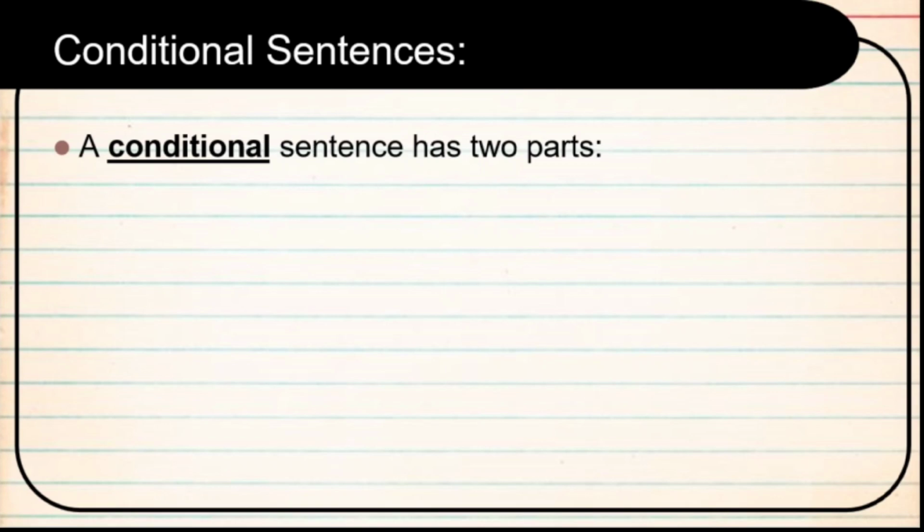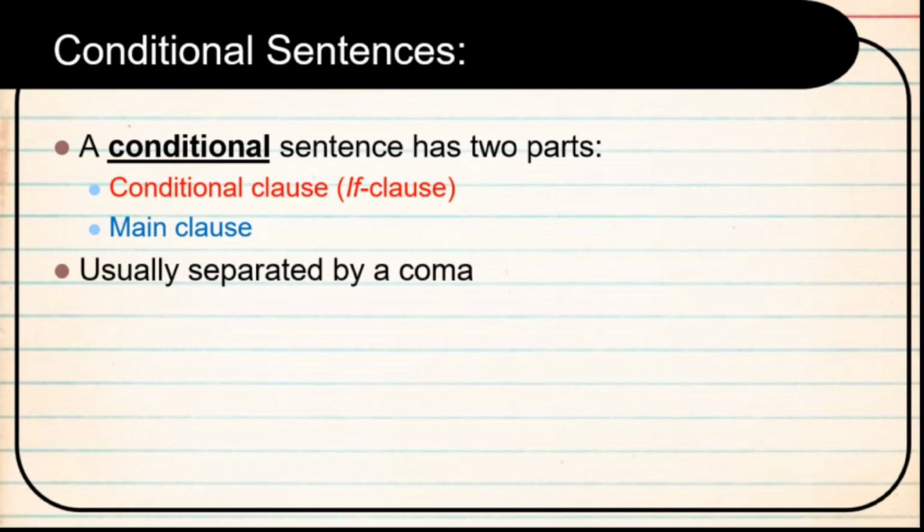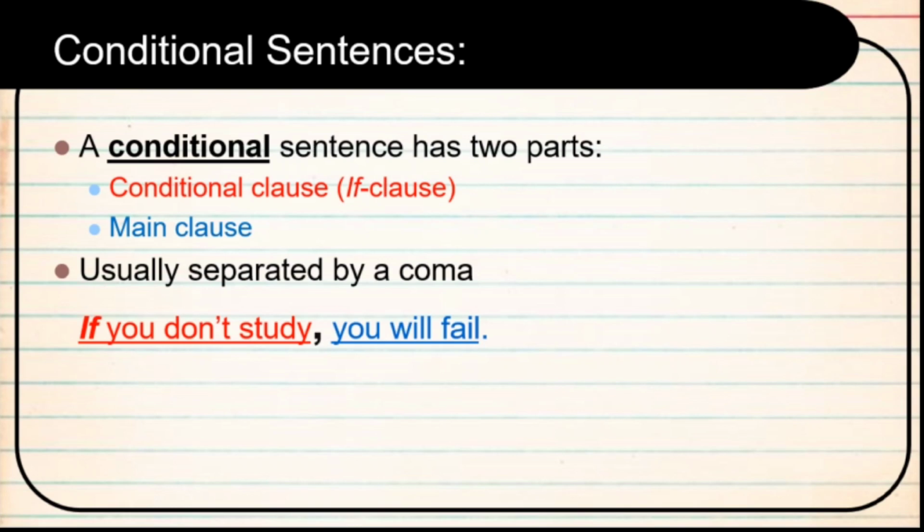A conditional sentence has two parts: the conditional clause or the if clause, and the main clause. They're usually separated by a comma. Let's have this example. If you don't study, you will fail. If you don't study is the if clause, and our main clause is you will fail.